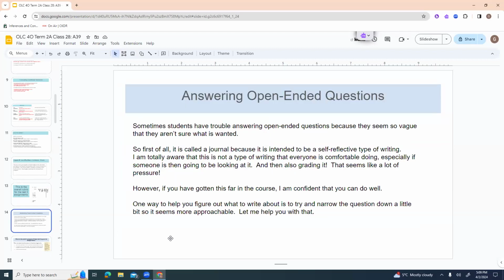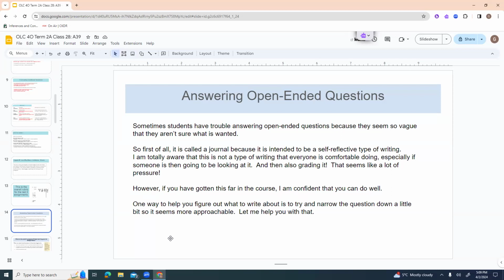Whenever you're answering a journal, you're often answering a kind of open-ended question. I noticed that some students have trouble answering open-ended questions, I think because they seem so vague, they aren't really sure what's wanted, right? First of all, it's called a journal because it's intended to be a self-reflective type of writing. It's not an independent journal where you can just write whatever you want.